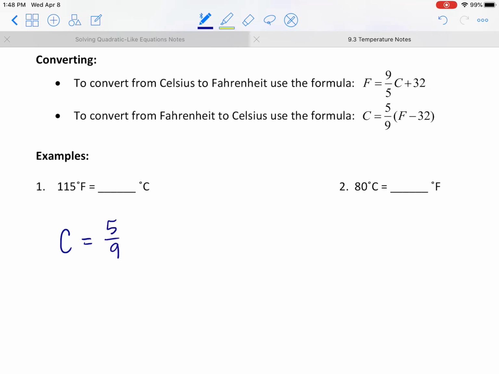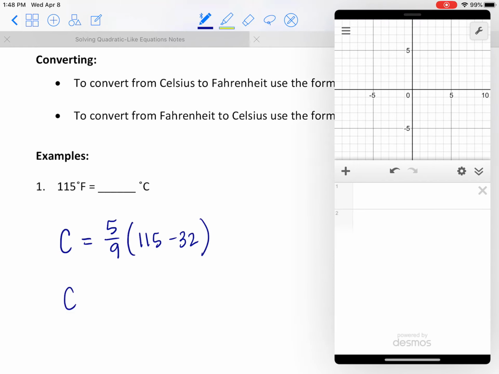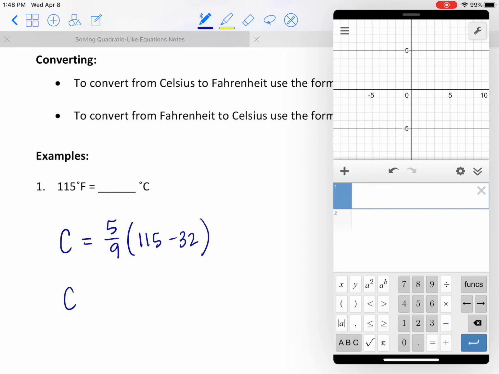So looking at example 1, we want to convert from 115 degrees Fahrenheit to a temperature in Celsius. If we want to find a Celsius temperature, we have to use the Celsius equals formula. So it's going to equal 5/9 times, in parentheses, the temperature Fahrenheit we know is 115 degrees, and then we want to subtract 32. Now it's a matter of entering that into your calculator.